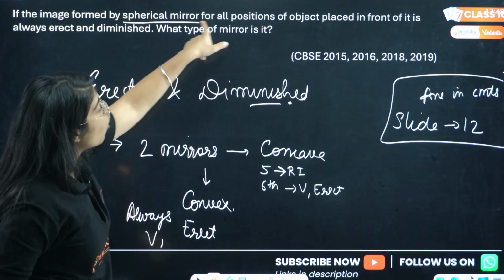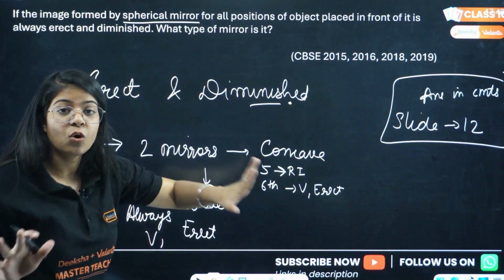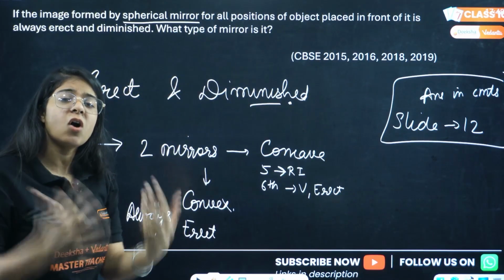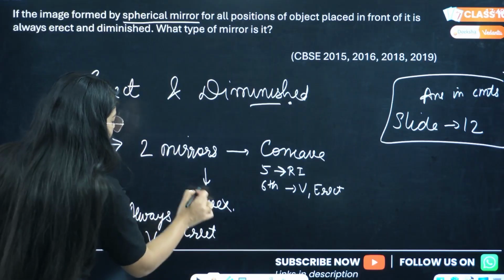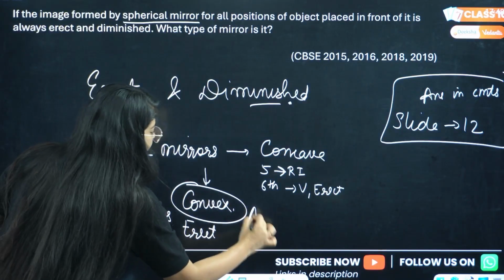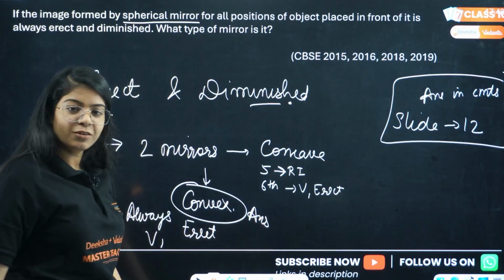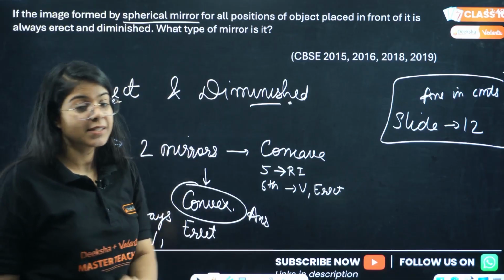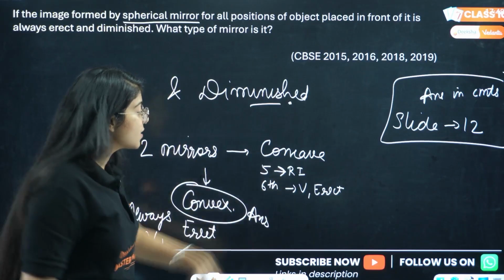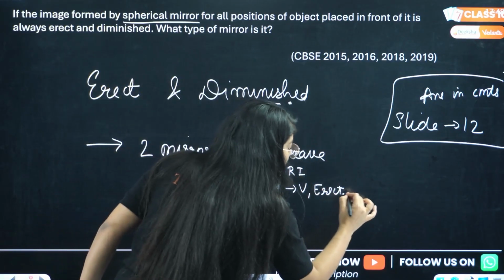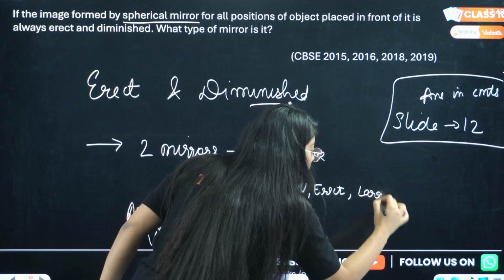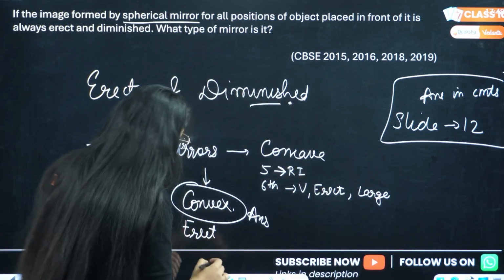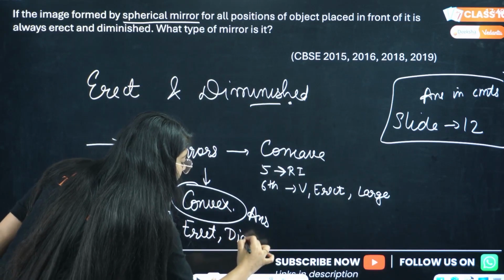They say for all the positions, there are no positions given. They said all the positions of the object. So clearly your answer is convex mirror. Understood? Now, one more thing you can say: in the 6th case, the image is virtual and erect, but it's actually larger in size. But for a convex mirror, it is always diminished.